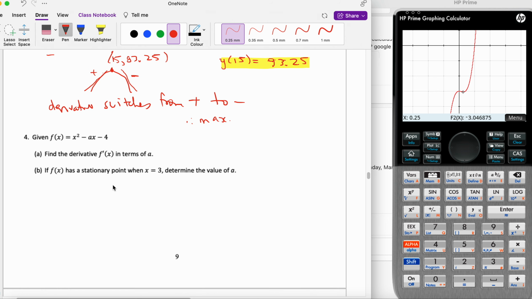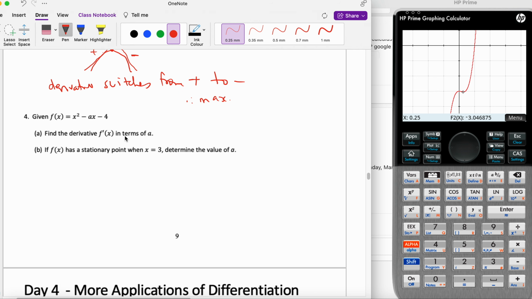All right, last one, almost done. Find the derivative in terms of a. Do not get frightened by this. It's just some number. It can be a 2, a 5, a 7.5, just some constant, okay? So our power rule: if this was 5x, this would be 5. If this was 7x, it would be 7. So since it's ax, it's just a, and the 4 is gone.